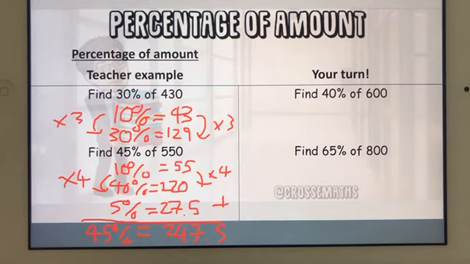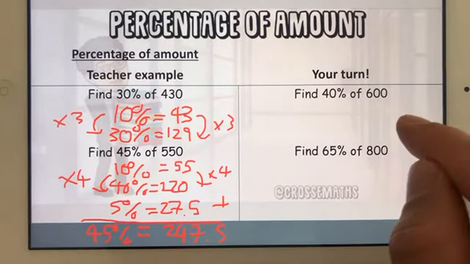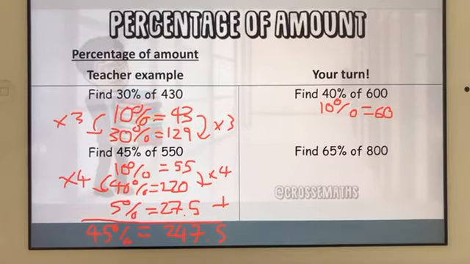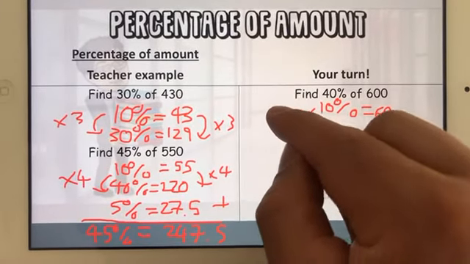30 seconds, guys. Right then, so 40% of 600, so 10% first, before I even read the question, 10% equals 60. Then I need 40%, so I need to times both sides by 4.